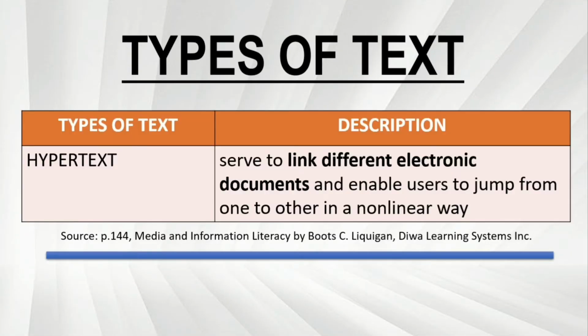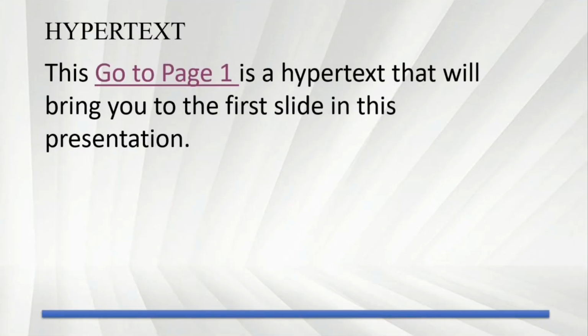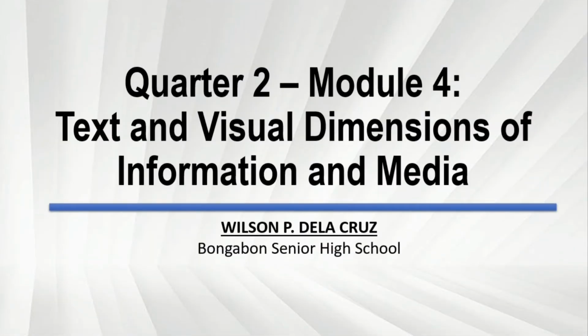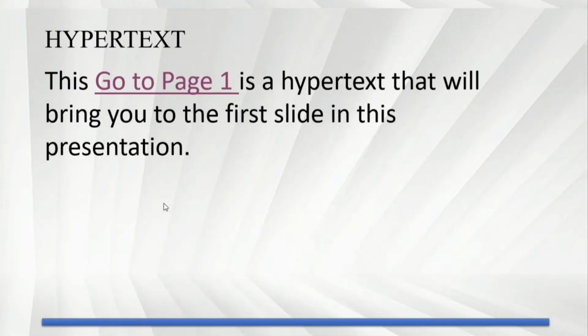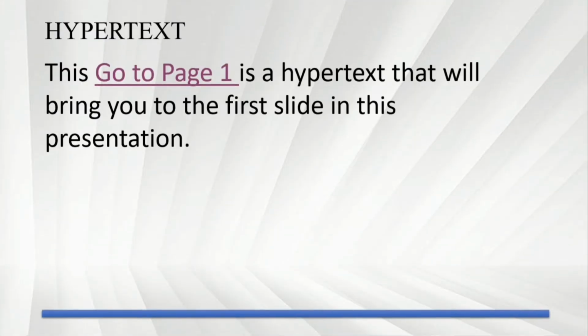The first type of text is called a hypertext. Hypertext is used to link different electronic documents and enable users to jump from one to another in a non-linear way. Look at this example. This "go to page 1" is a hypertext that will bring you to the first slide in this presentation. Look, when you click it, you go back to the very first part of this presentation. And when you click another one, you go back to the page where you left.